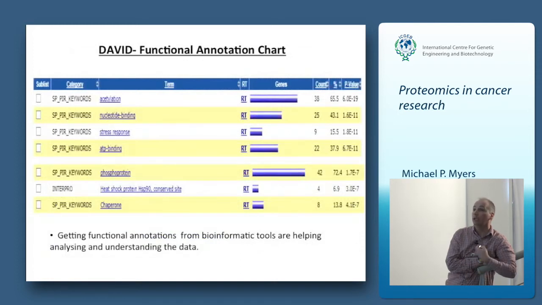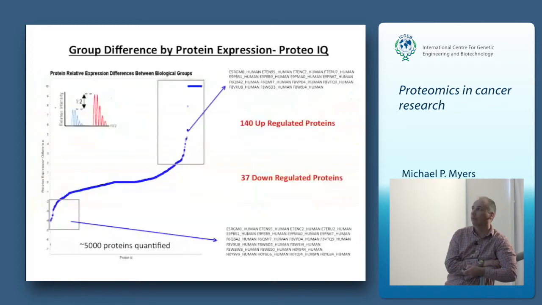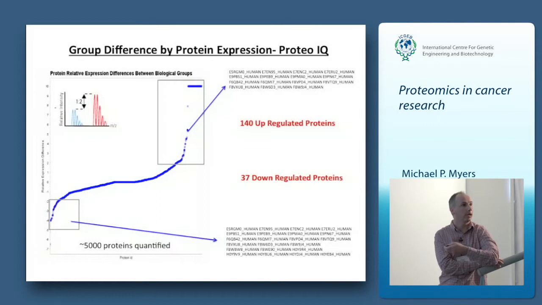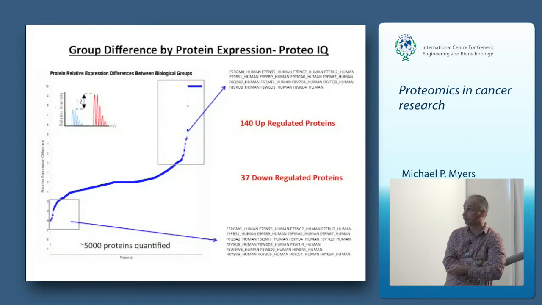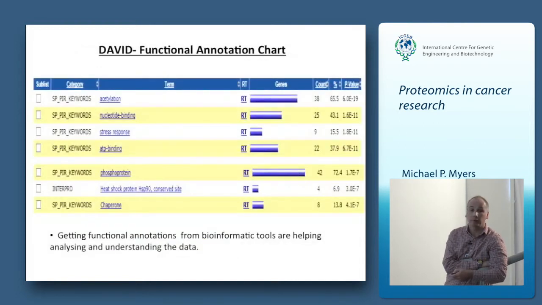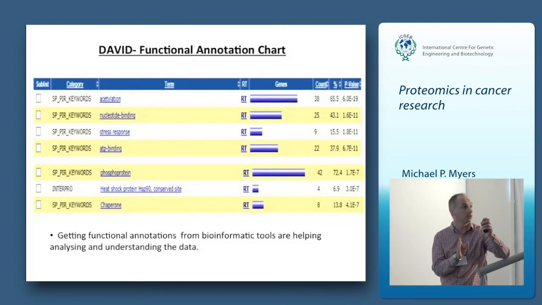Okay, this doesn't really help us do the next step, which is trying to understand if any of these things are actually relevant to the drug treatment. So then you have to go into bioinformatics analysis. You can use something like DAVID, which will give you an enrichment of anything functional. For example, we see enrichment in things that are involved in acetylation. This is perfect for us.